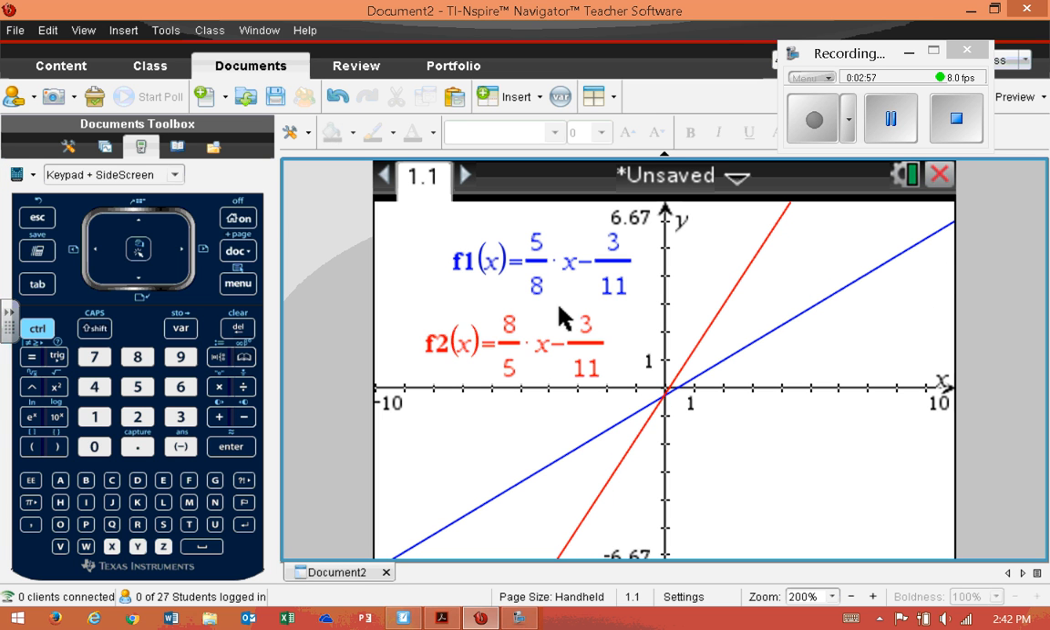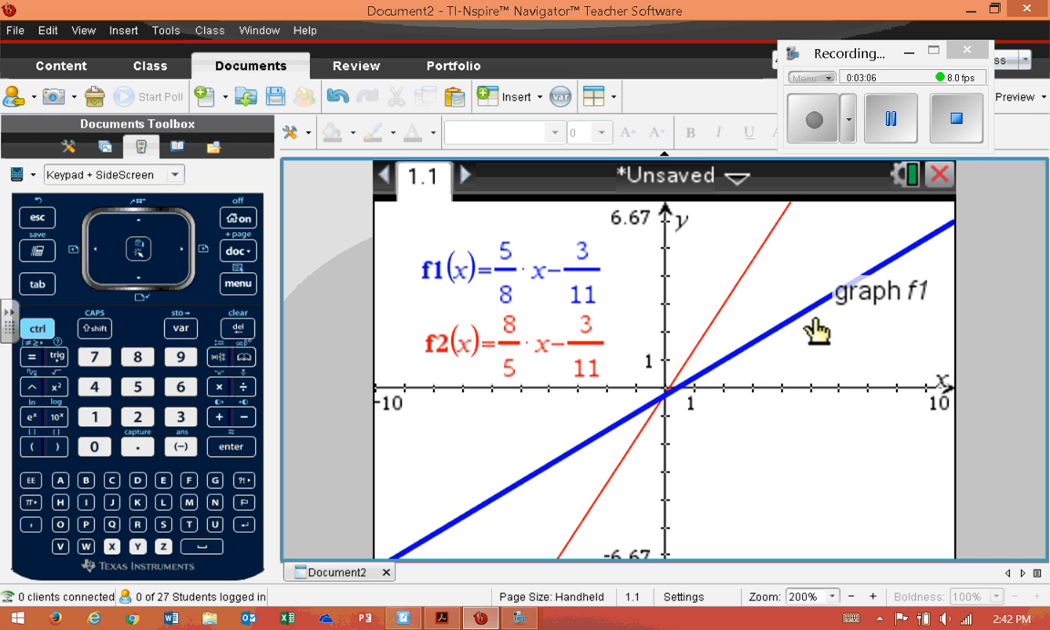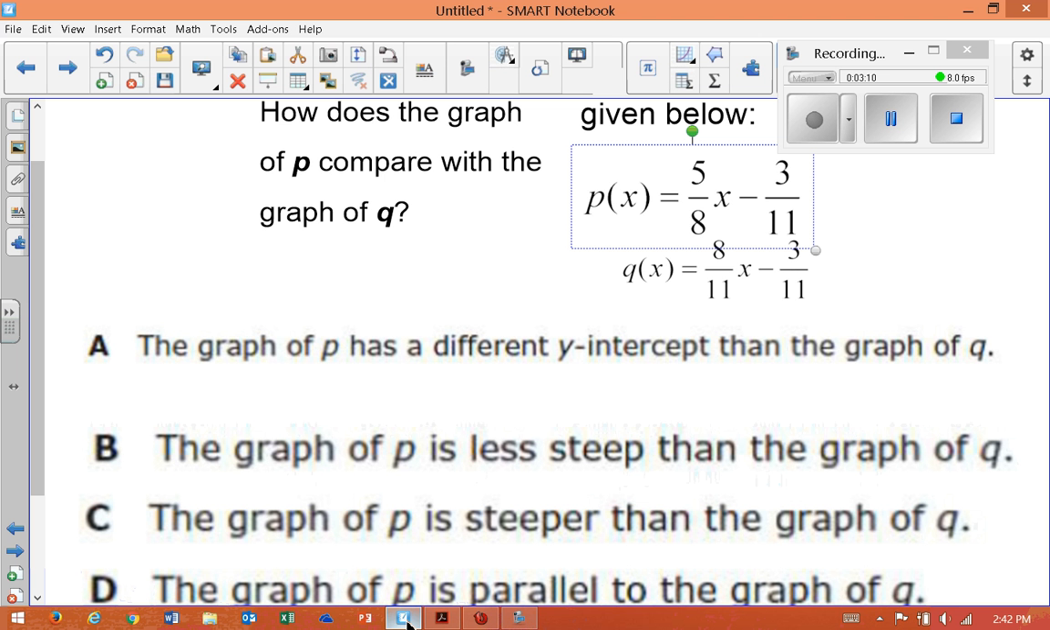This is q of x. This is p of x. Look at q of x in the red. Look at p of x in the blue. So let's check out these answers.